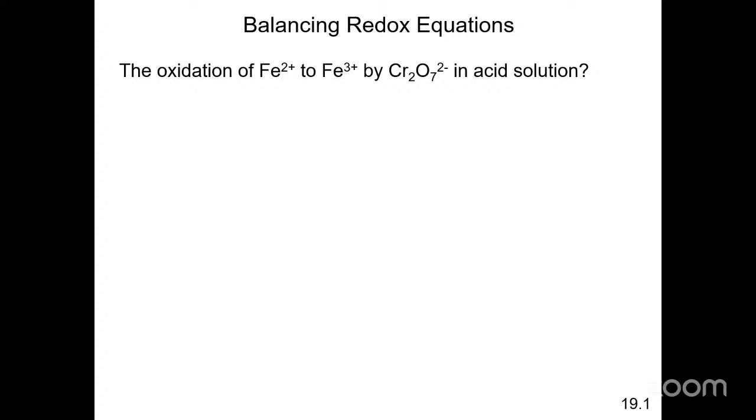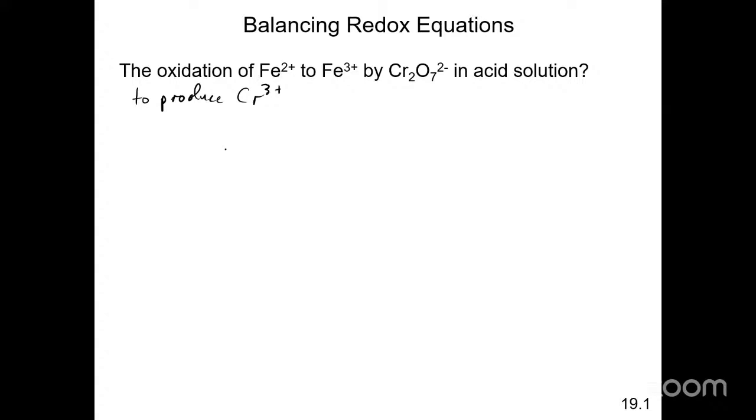So here's the example: the oxidation of Fe2+ to Fe3+ by the dichromate ion in acid solution. Now, let me just say that, unfortunately, not enough information is given. An additional piece of information that you need in this question is this: to produce Cr3+. You need that as well in order to answer this question, in order to get a balanced equation for this reaction. So how do we determine the balanced equation for this reaction?